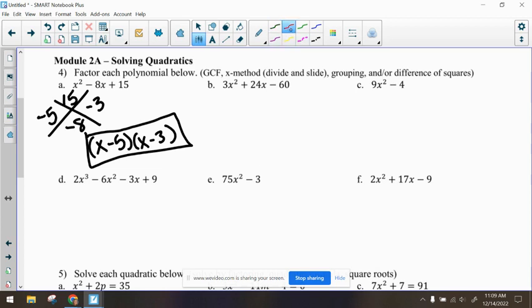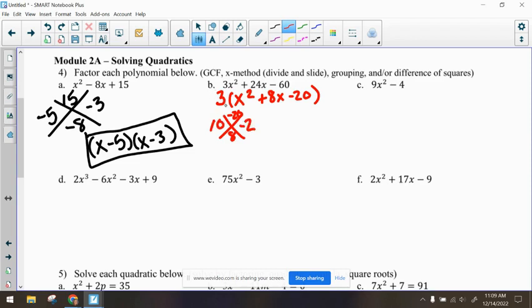Question B, we have a big GCF we need to take out first. They all have a 3 in common. Left over is x squared plus 8x. We add that x in there plus 8x minus 20. Again, this is X method. -20 goes on top, 8 goes on the bottom. The factors that work are 10 and -2.